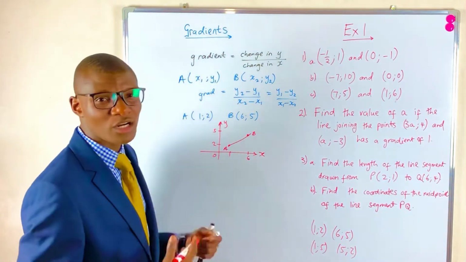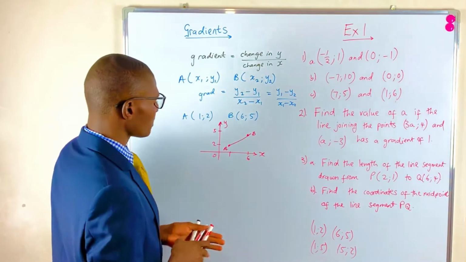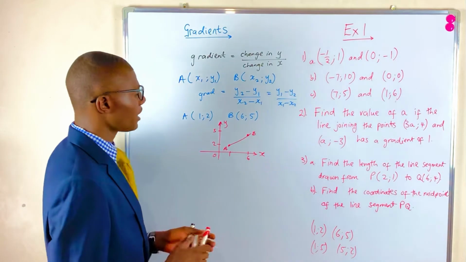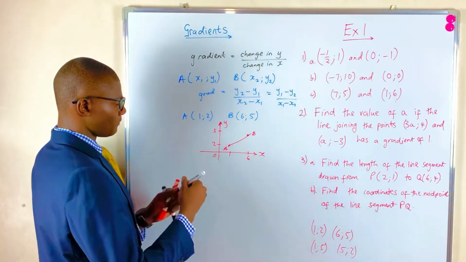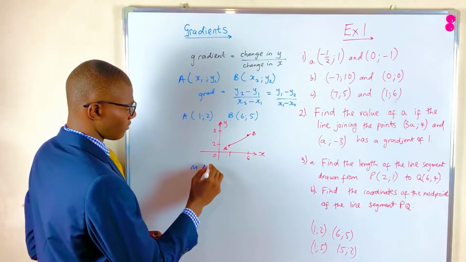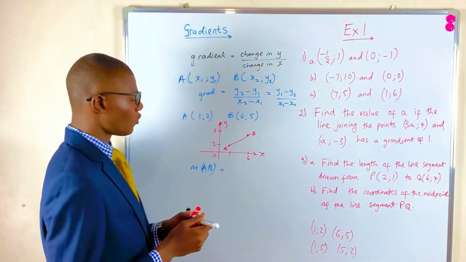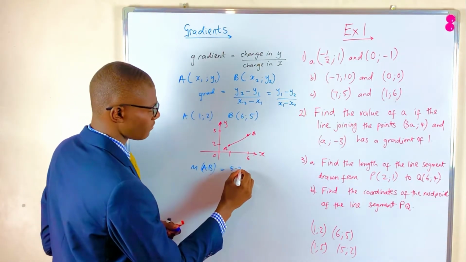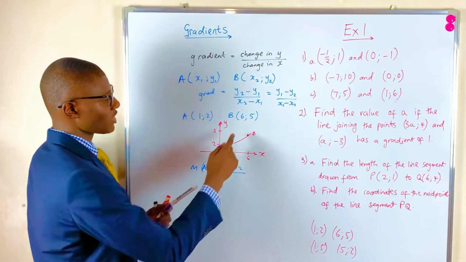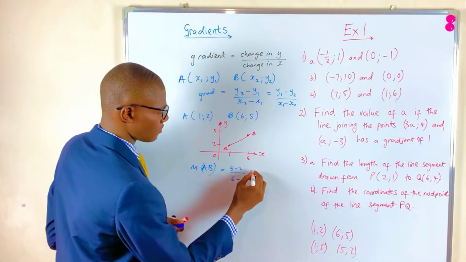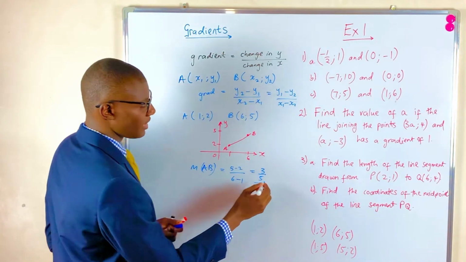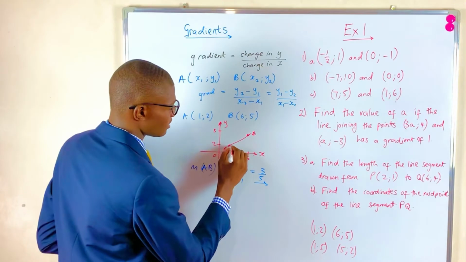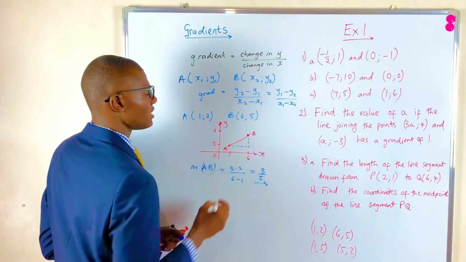So we want to calculate the gradient of this line, which is given by the change in y over the change in x. So we shall say that the gradient m for line AB would be equal to y2 minus y1, which is 5 minus 2, over x2 minus x1, which is 6 minus 1. So this will give us 3 over 5. It's the gradient. And as you can see, this is a positive gradient.